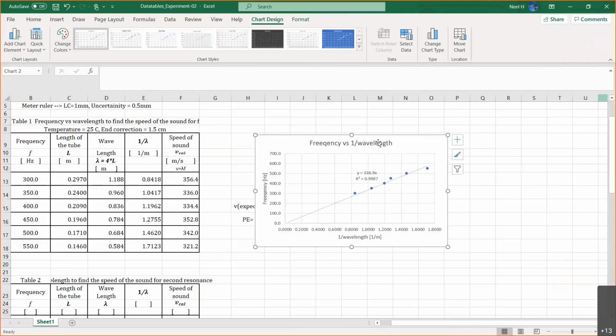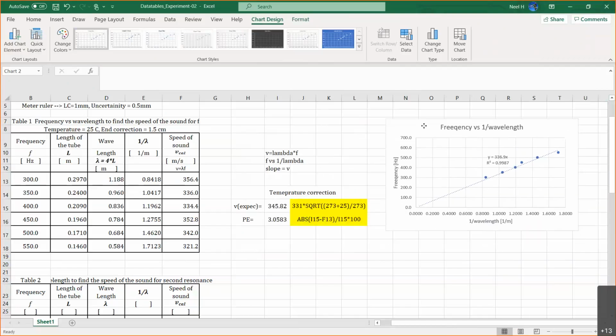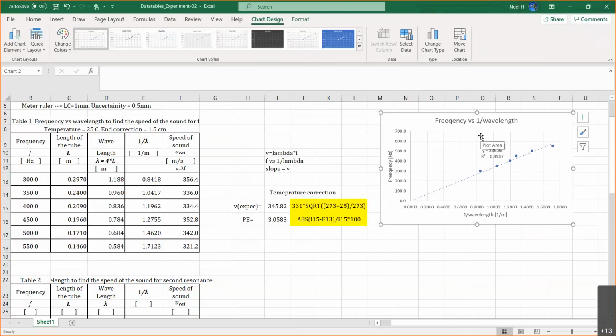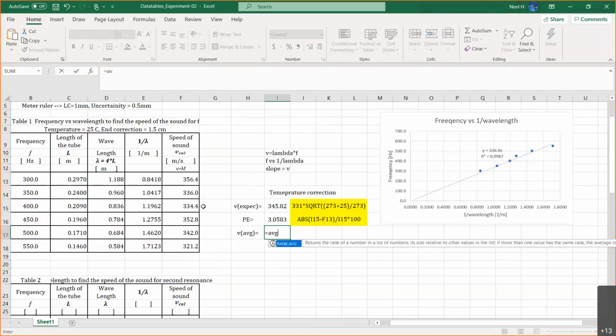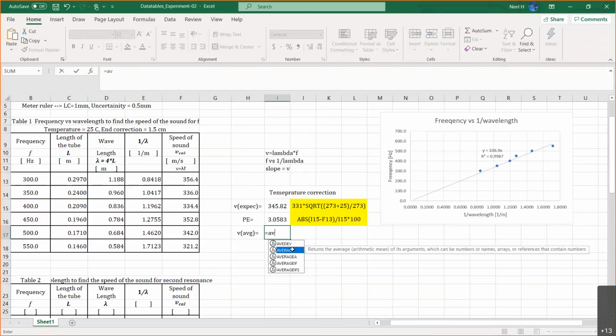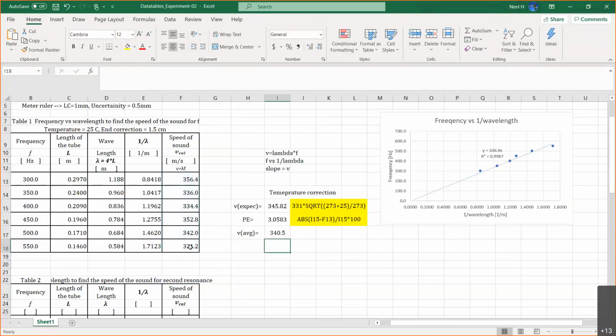Okay, question. Then all we need to do is compare the number you're getting from the graph to the average value you get from here. Okay, let's do the average. VAVG. You can calculate here, equal sign. You know how to do the average function. Equal sign, average function, take the average of all this. And I'm getting 340.5 meters per second in unit. And the expected value is 345.